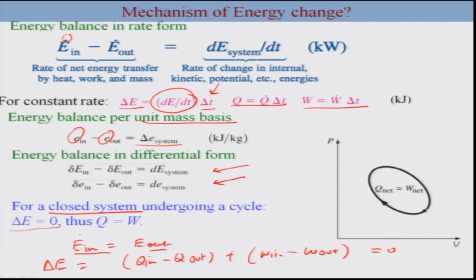When this is 0, which essentially means Q net in should be W net out, okay, because if you take the second term here to the other side, it brings a minus, so this becomes Q net in equal to W net out. Okay, that's why Q should be equal to W. Okay, so that's for the closed and cyclic process.